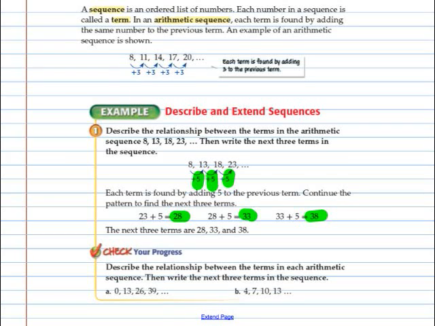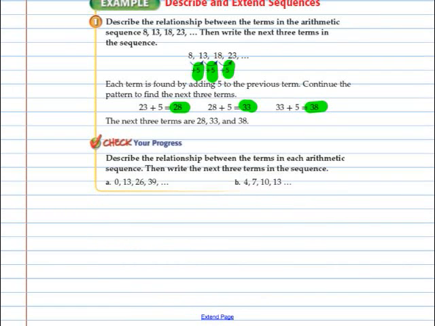Check your progress. Now let's try that. When we examine this, we can see that our values are increasing, so again that means we're adding. It appears here that we're adding 13 to each previous term. We test that out. We see that it's correct, so our next 3 terms would be 39 plus 13, which is 52. 52 plus 13, which is 65. 65 plus 13, which is 78.